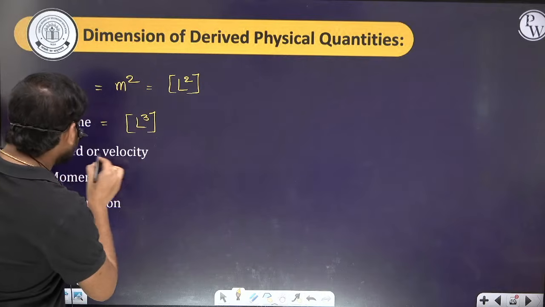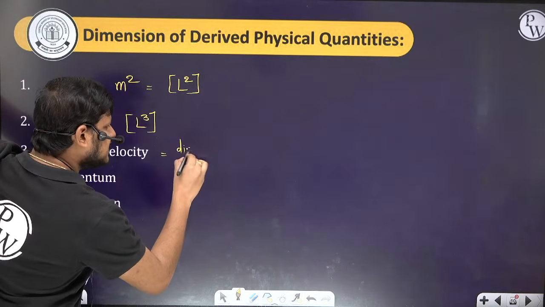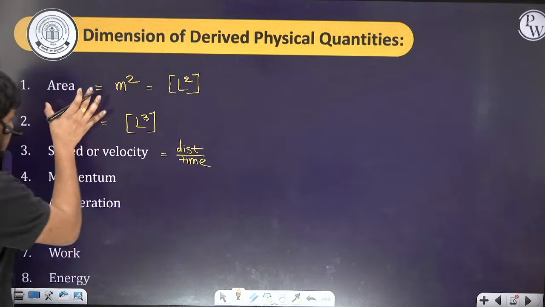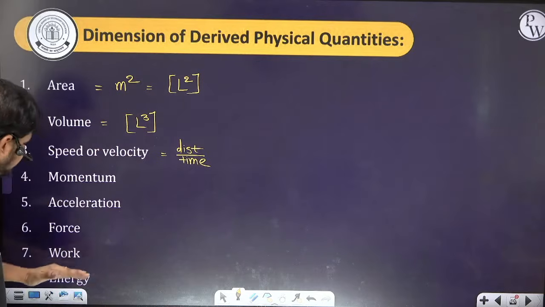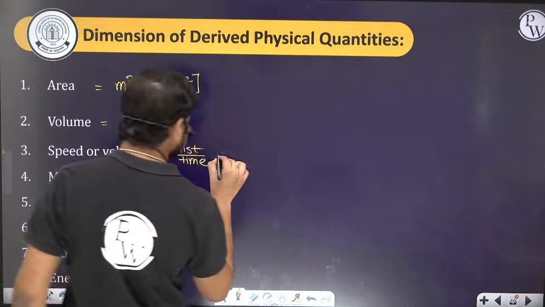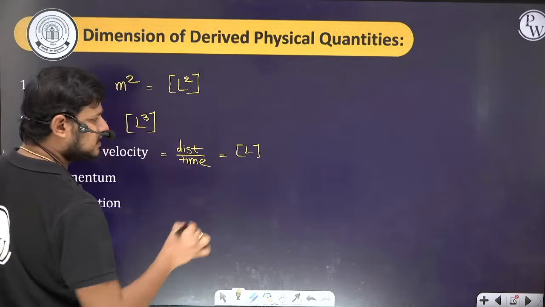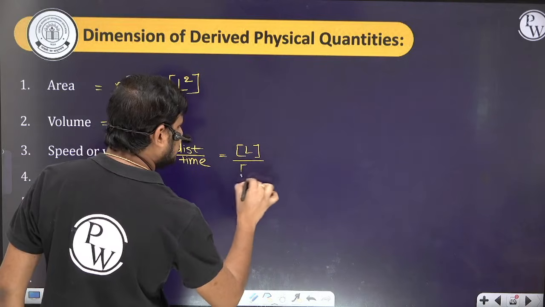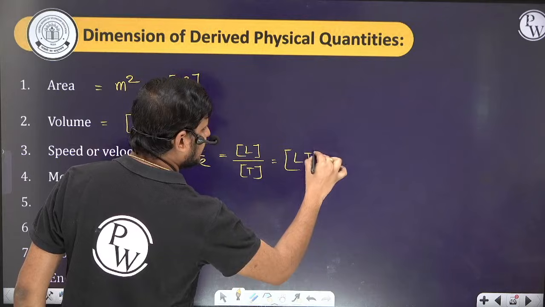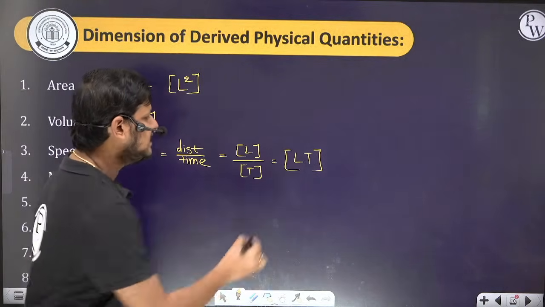Similarly, what are the units of speed or velocity? Speed or velocity is nothing but distance by time. Write along with me. Just pause the video and write the formulas for everything. The distance we measure as L, distance is nothing but length, and time is T. So the dimensional formula will become L T to the power minus 1.